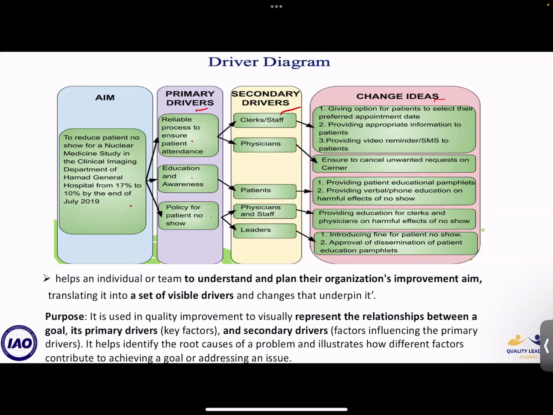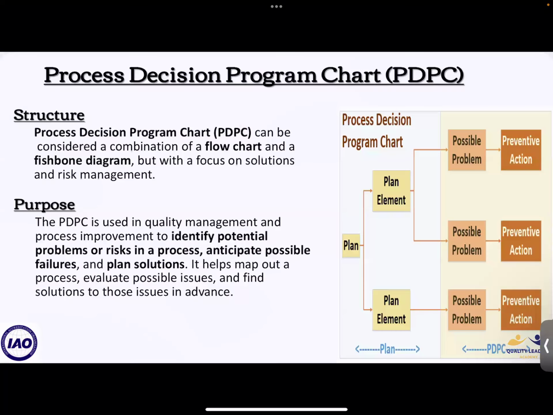And then release the change outputs, which are the changes that will take place based on all these drivers. For example, ensuring consistent improvement, patients receiving education, and providing educational resources. Now let's talk about the PDPC, which is the Process Decision Program Chart.